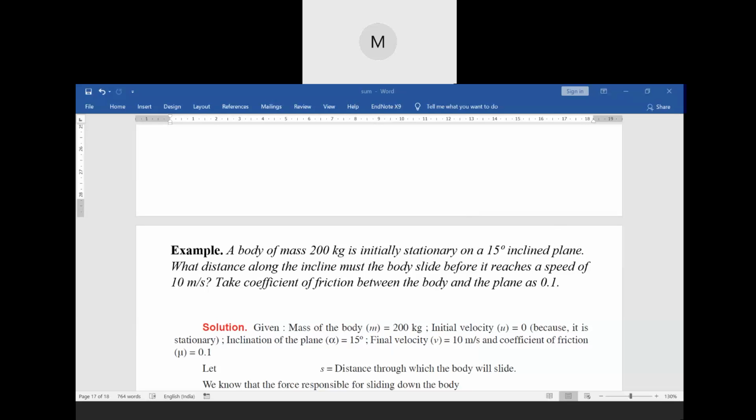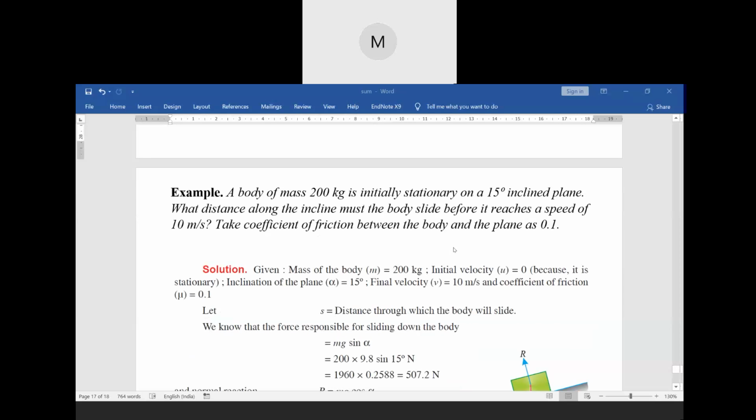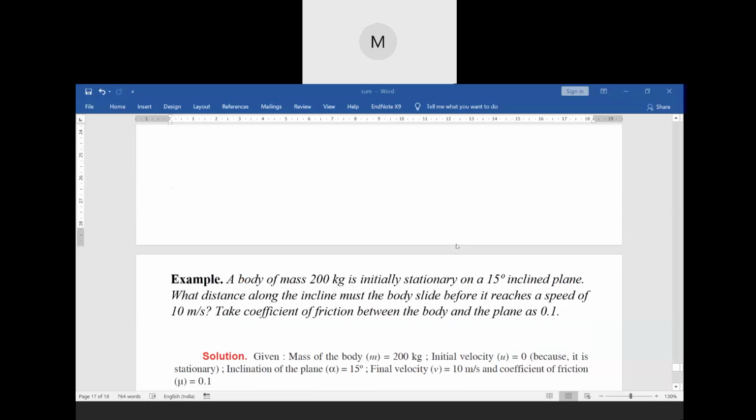So we'll be doing the next numerical now. The question is: a body of mass 200 kg is initially stationary on a 15-degree inclined plane. What distance along the incline must the body slide before it reaches a speed of 10 meter per second? Take the coefficient of friction between the body and the plane as 0.1.